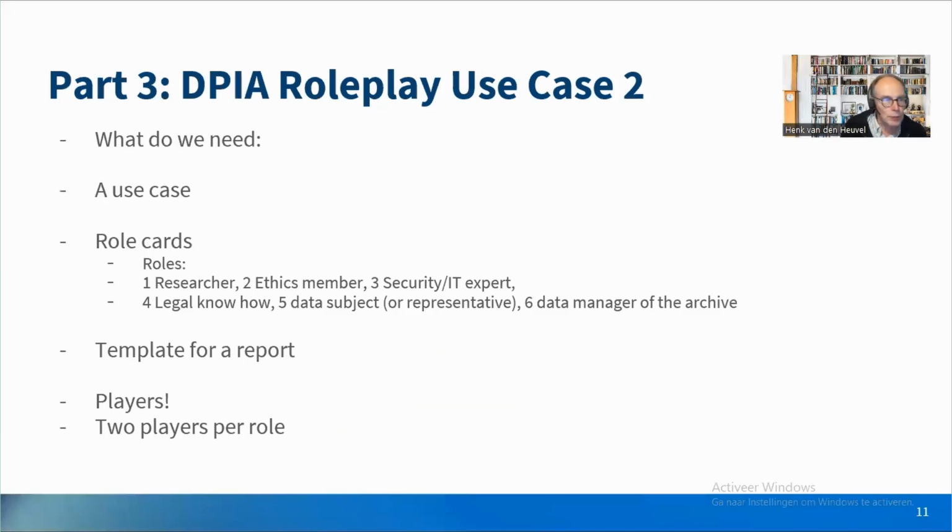So what do we need for that role play? Well, the use case, then we have role cards, and there are several roles: researcher, ethics member, security IT expert, legal know-how, representatives of the participants, and the data manager of the archive. Then we have a template for a report, and that report is about, okay, what risks do we see and what are possible solutions to overcome these risks? Or are there no solutions to overcome that risk? And that altogether then leads to this risk assessment and to a final conclusion.